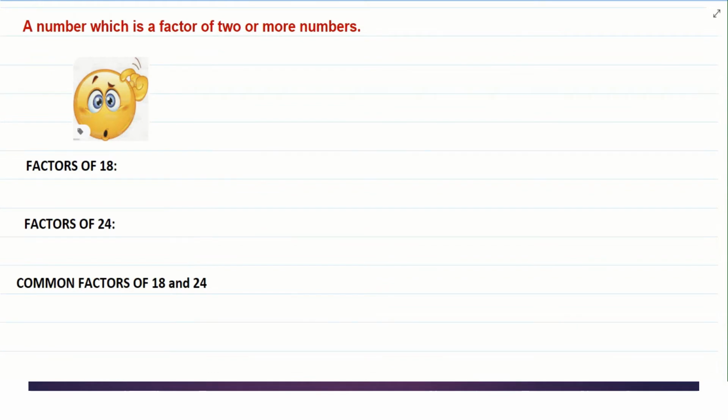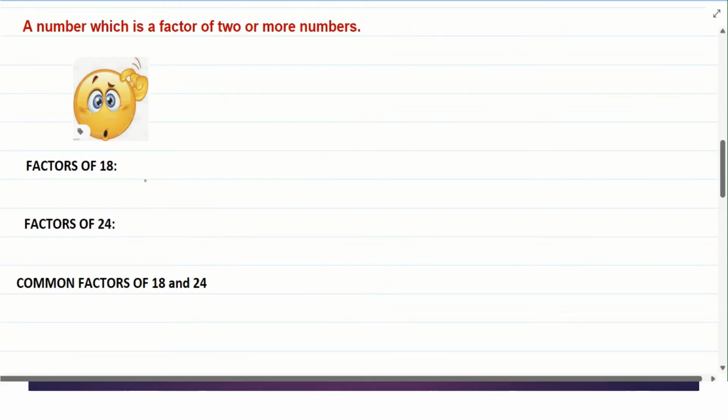Try to guess. The first factor of 18 is how much? It is 1. The next factor is 2. The next is 3. The next is 4. Am I right? Let's check.